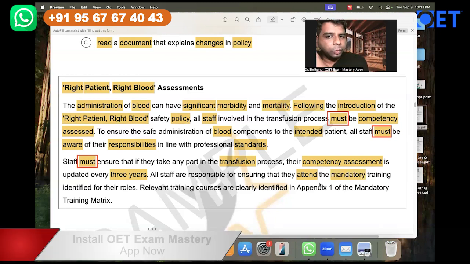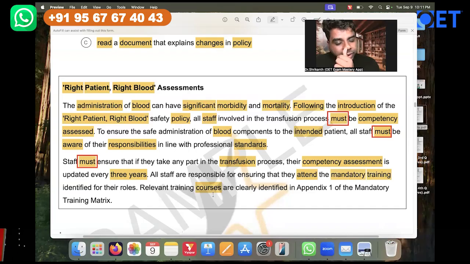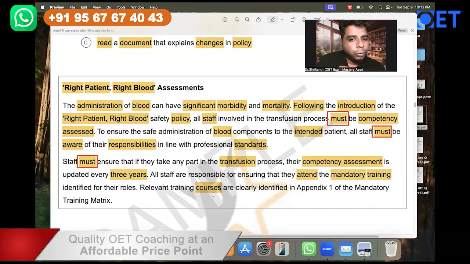So that means just one mandatory training they have to attend, identified for their roles. And here they are telling relevant training courses. So what is the tense over here? The tense is plural. Relevant training courses are clearly identified in Appendix 1.